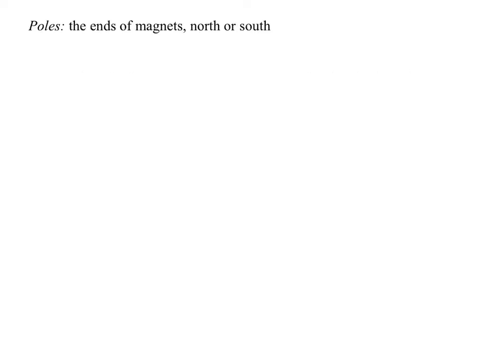So let's start with this first. First, we're looking at poles. We know that those are the ends, the north and the south ends of them. Let's draw a simple magnet to start. A magnet is traditionally drawn as a bar magnet, something that is longer than it is wide, with a north and a south pole.